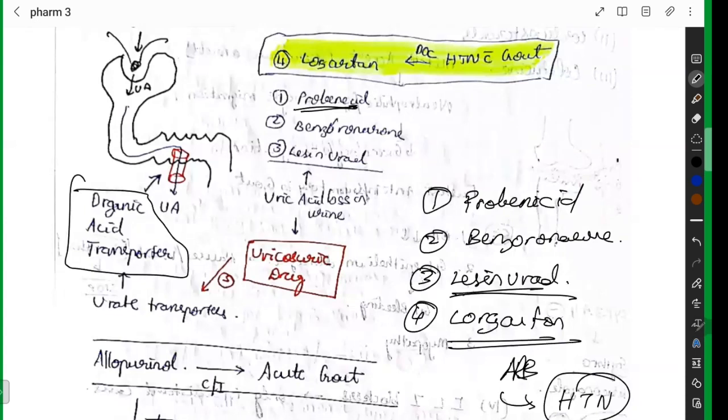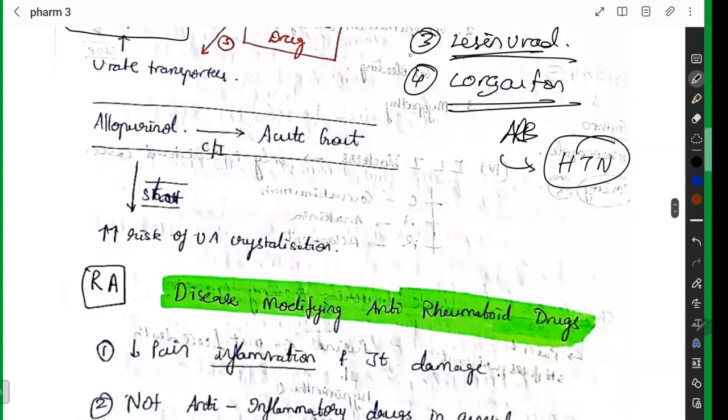Allopurinol is contraindicated in acute gout. You should never give it in acute gout. Remember that. Why? Because as soon as allopurinol is given, it increases the chance of uric acid crystallization. The immediate effect of allopurinol is that it leads to uric acid crystallization. That is why we are not giving it.